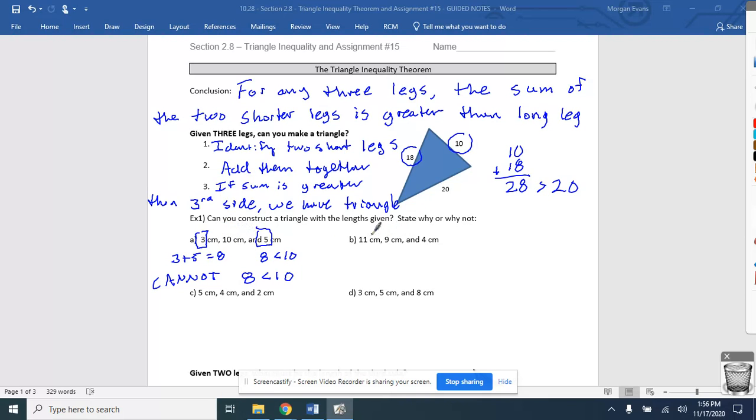So let's look at B. 11, 9, and 4. We have 4, we have 9. 9 plus 4 equals 13. We need that to be greater than 11. Is 13 greater than 11? Yes, it is. So yes, we can make a triangle here. Why? Because the sum of the two short legs is greater than the third.